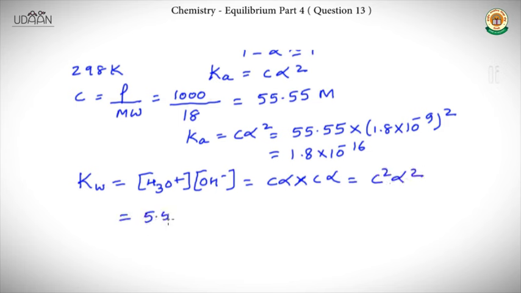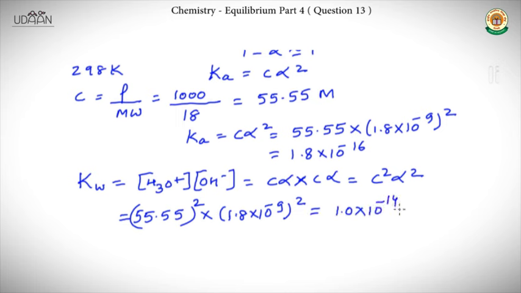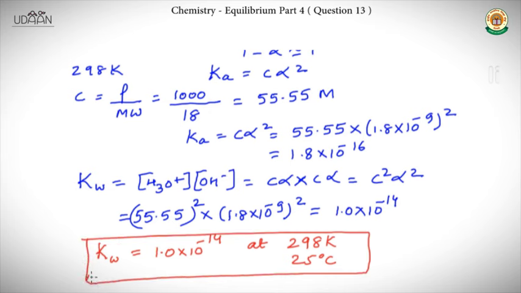I can substitute the values: 55.55 square into 1.8 into 10 raised to the power minus 9 whole square, which is 1.0 into 10 raised to the power minus 14. Now this is a very important point that we should remember. The value of the ionic product of water is 1.0 into 10 raised to the power minus 14 at 298 Kelvin, that is 25 degrees Celsius, at room temperature. This result must be remembered.